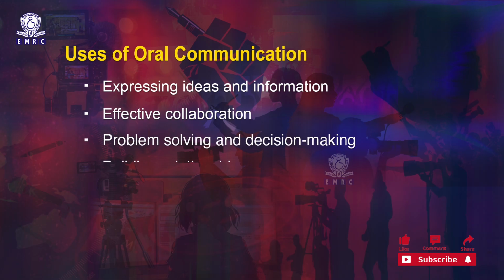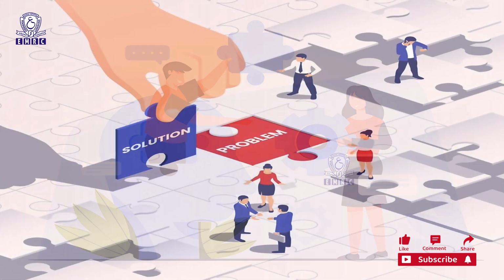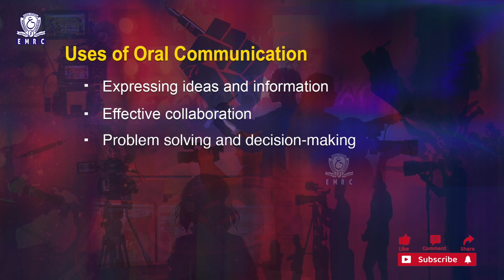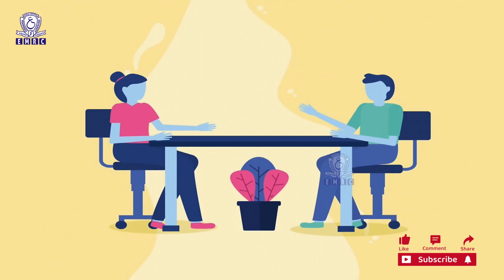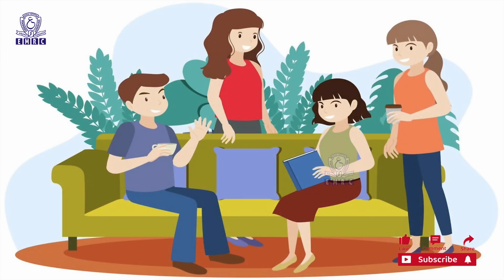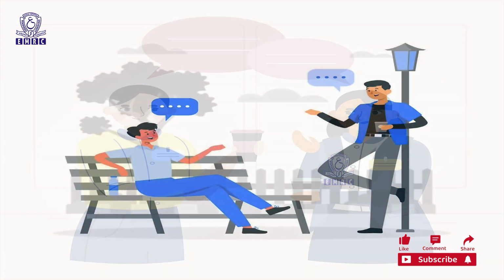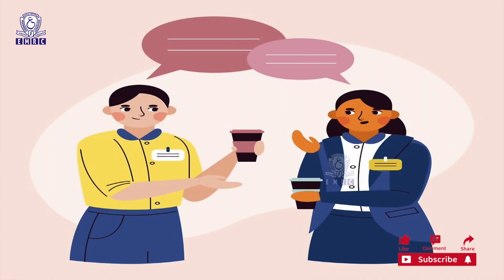Problem solving and decision making. Group discussions and meetings often rely on oral communication to address problems, share perspectives and make collective decisions. The exchange of ideas verbally can lead to more efficient problem solving. Building relationships: oral communication plays a crucial role in building and maintaining relationships. Conversations with family, friends, colleagues and acquaintances contribute to the development of strong interpersonal connections.